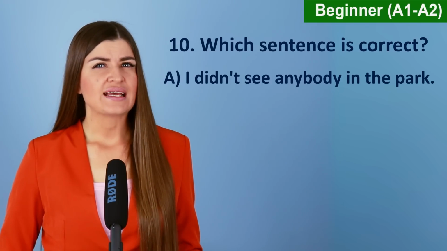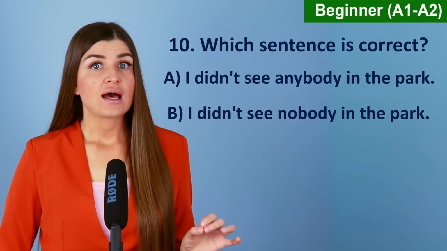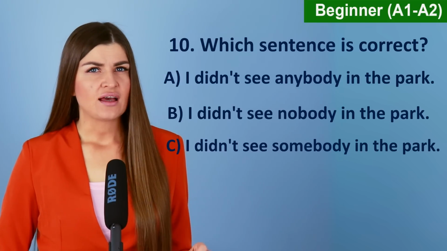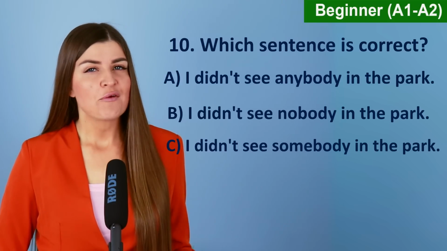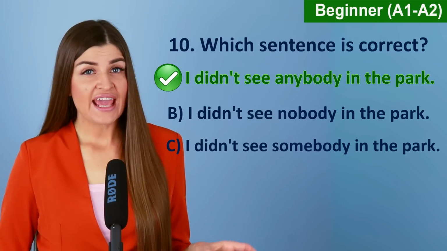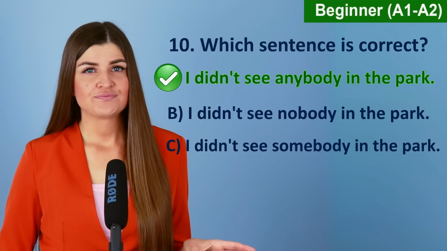10. Which sentence is correct? A. I didn't see anybody in the park. B. I didn't see nobody in the park. C. I didn't see somebody in the park. The correct option is A. I didn't see anybody in the park.